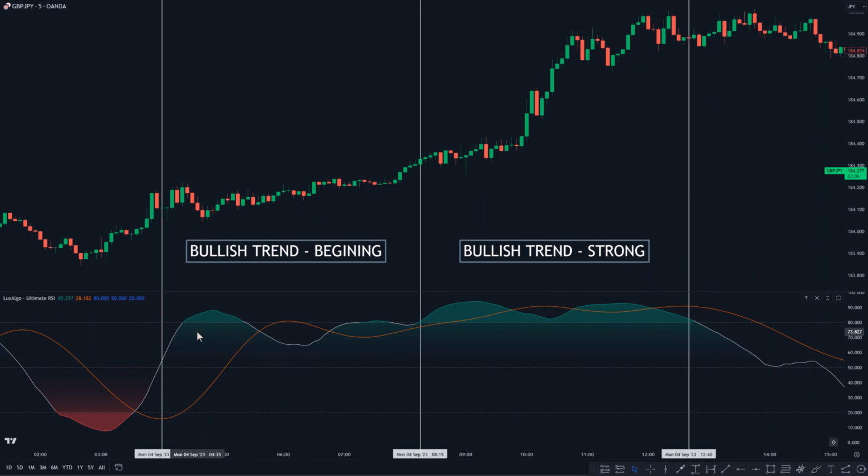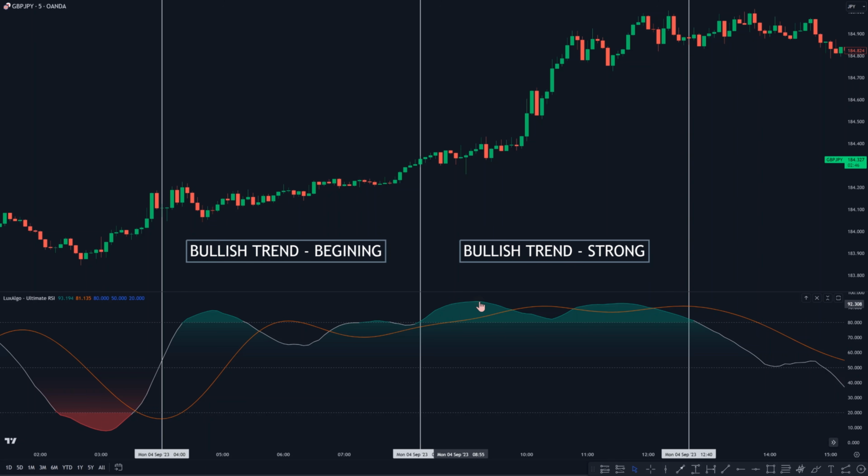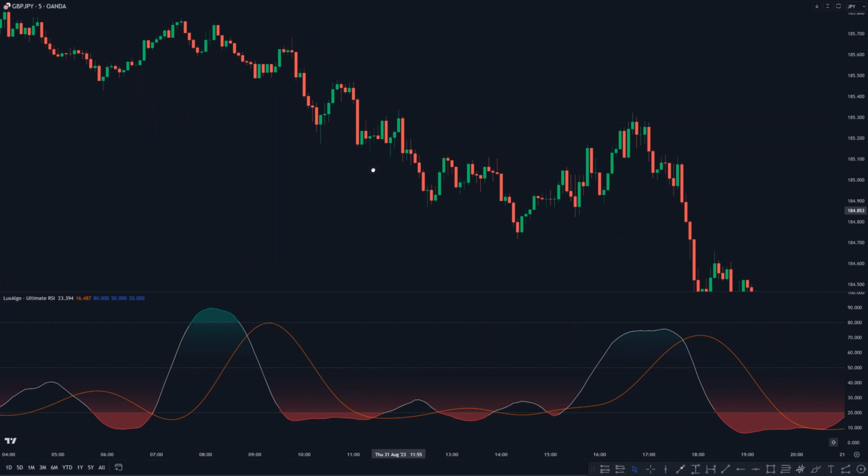As we can see, whenever the Ultimate RSI line ascends above the midline, that indicates the beginning of a bullish trend. When it goes above the overbought level, that indicates a strong bullish trend. On the other hand, a descent below the midline suggests a bearish trend, and going below the oversold level indicates a strong bearish trend. Now, you may be thinking, but what is the role of the signal line?